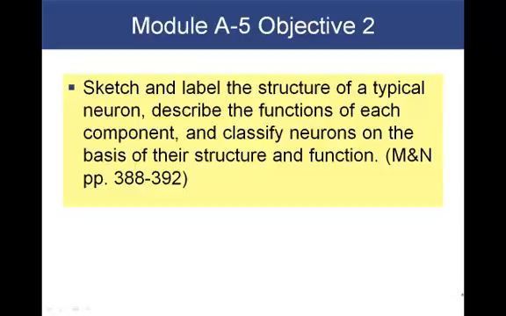This is Module A5, Objective 2, and in this objective we would like students to be able to sketch and label a typical neuron, describe the functions of all of the components or cellular organelles of the neuron, and classify neurons on the basis of their structure and function.